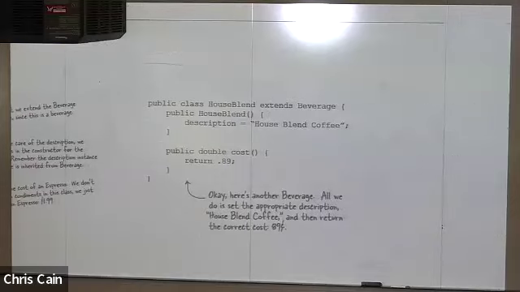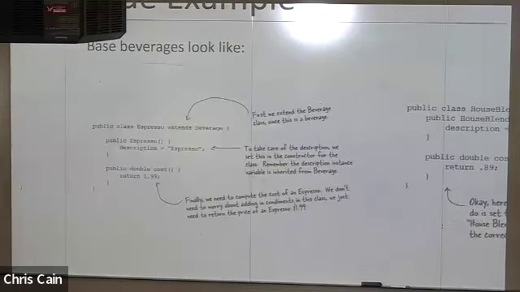House blend just has house blend coffee, and the cost of a house blend is somehow only 89 cents. So all we have to do is set the description in a constructor, make sure we extend beverage, and define the base cost of that object with no decoration. No toppings, no condiments, anything else. Questions about either of these classes?